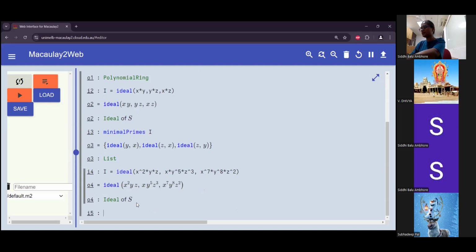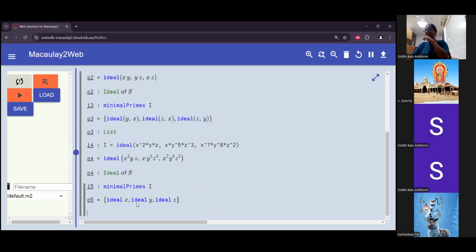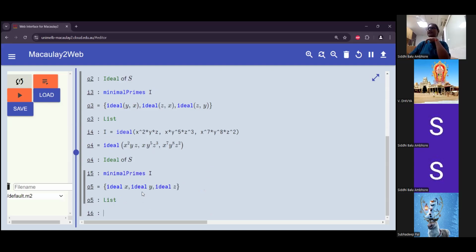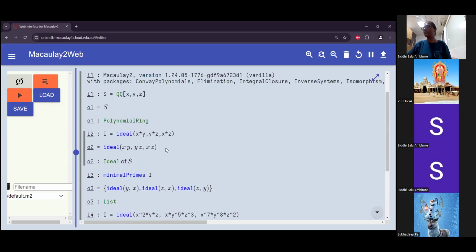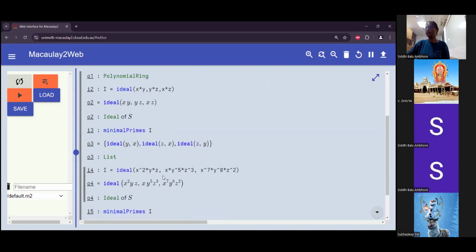Okay, this is the ideal, and the minimal primes are just these ideals: the ideal generated by x, the ideal generated by y, and the ideal generated by z. So it requires only this code, minimal primes I, and it gives the list of minimal primes of ideal I. You can try this and see. If you don't want to calculate this by hand, it's still good to have practice. So you can use this minimal primes code for Macaulay2 too.